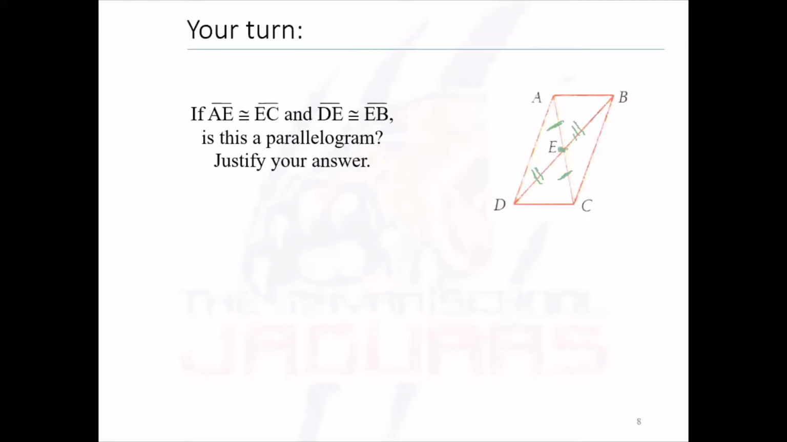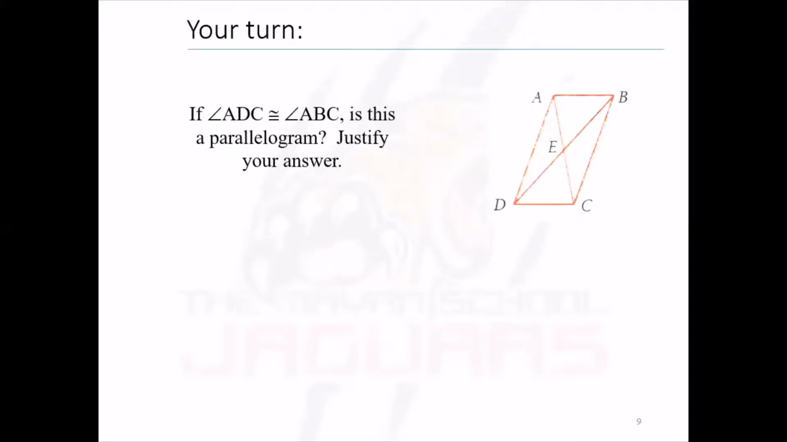So can we say that this quadrilateral ABCD or ADCB or DCBA, it doesn't matter how you name it using the four letters in consecutive order, is this a parallelogram? I hope that your answer is yes. And the answer is yes, because the diagonals bisect each other. And let's see another exercise.